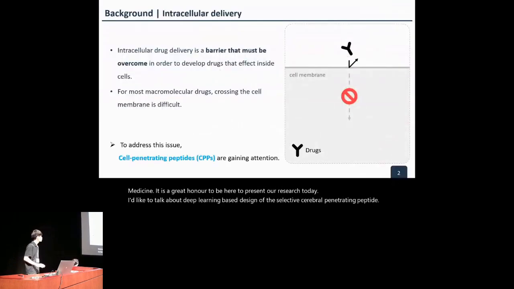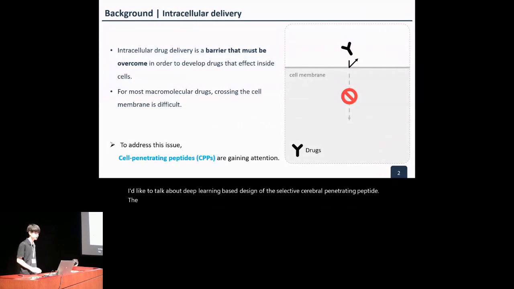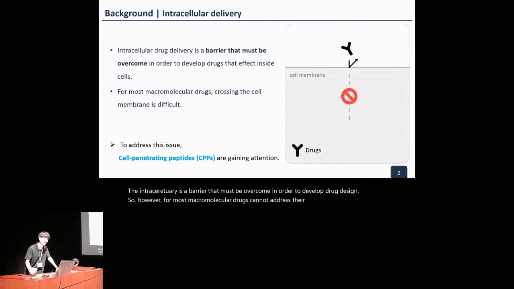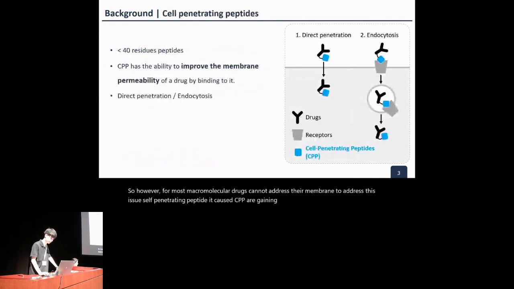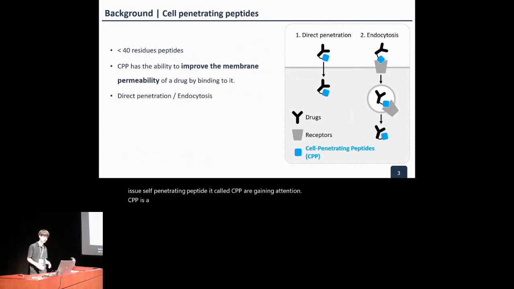Intracellular drug delivery is a barrier that must be overcome in order to develop drug design. However, most macromolecular drugs cannot cross the cell membrane. To address this issue, cell-penetrating peptides, called CPPs, are gaining attention. A CPP is a small peptide, less than 40 residues, and has the ability to improve the membrane permeability of a drug by binding to it.